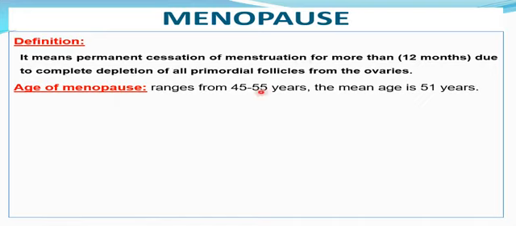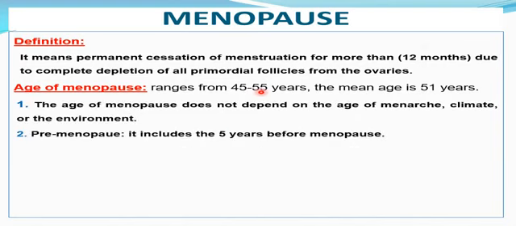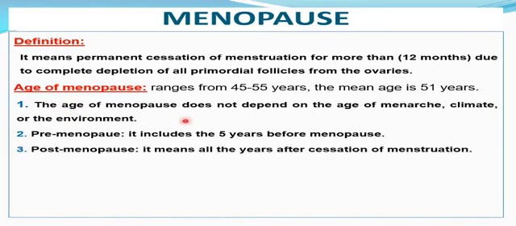The normal age of menopause ranges from 45 up to 55 years, but the mean age is about 51 years in almost all of the world. The age of menopause doesn't depend on the age of menarche, climate, or environment.